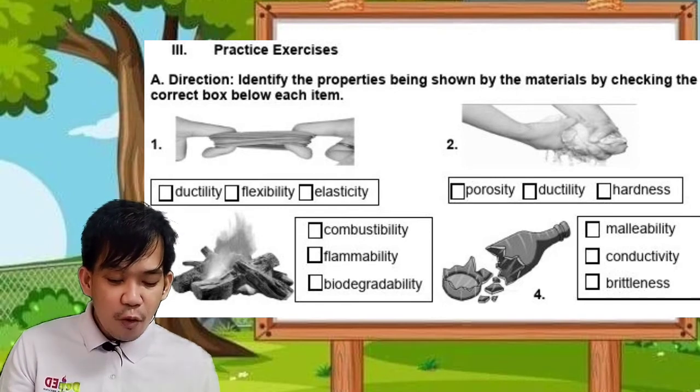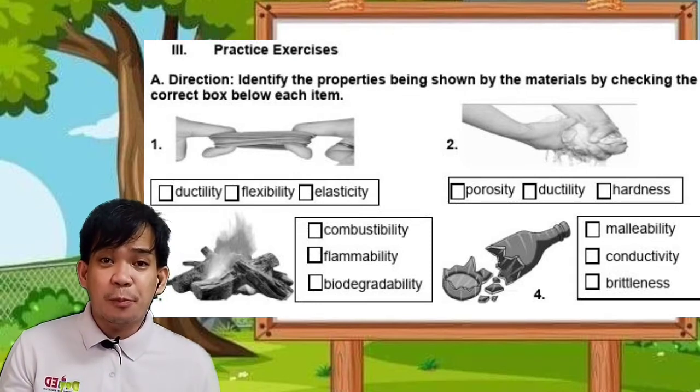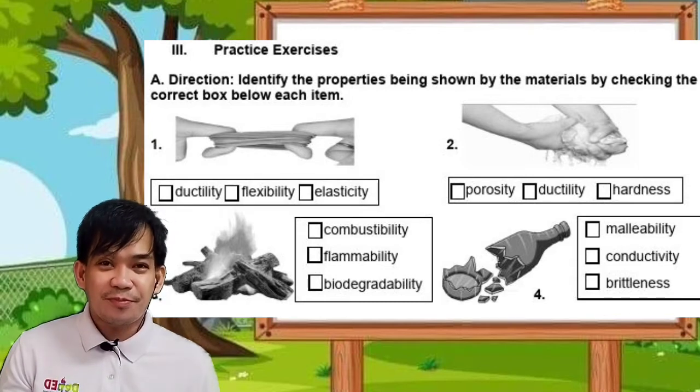Then for number 4, yan, broken bottle. So it is, ano ba yung characteristic niya? Malleability, conductivity, or brittleness. Mag-check lang kayo. Okay? Just answer it.